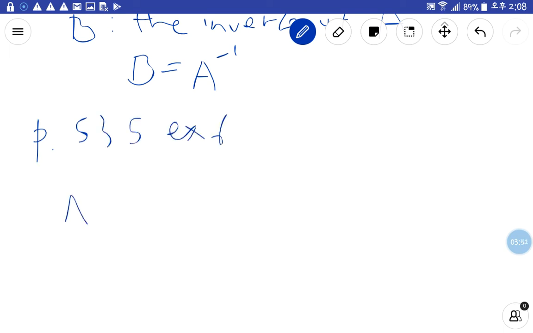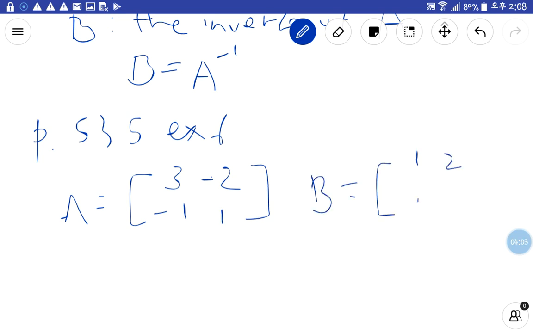Prove that A, 3, negative 2, negative 1, 1, and B, 1, 2, 1, 3 are inverse matrices, which means that AB should be the same as BA. It should be both what? I. Then I can say A is the inverse of B, and B is the inverse of A.